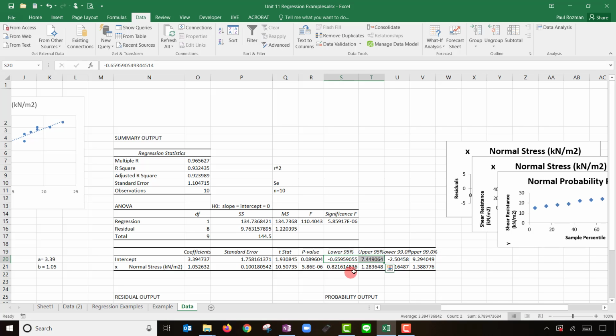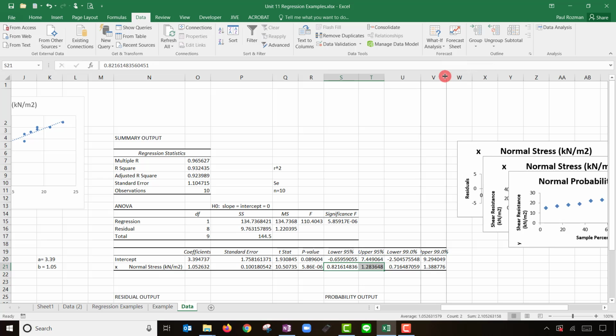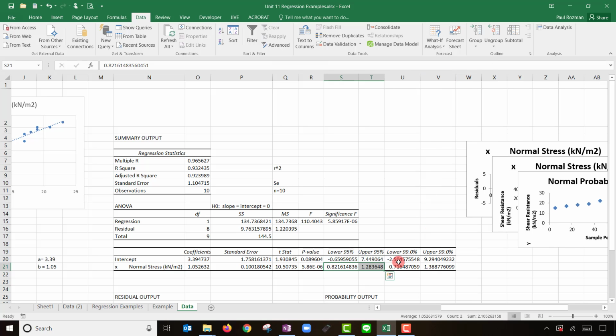And we have the same, did I say slope? I meant intercept. We're in the first row. The second row is the confidence interval for the slope. Our slope is somewhere between 0.8 and 1.28 if we use 95%. Remember, I added 99% when I asked for this, so it gave me 99% confidence intervals as well.